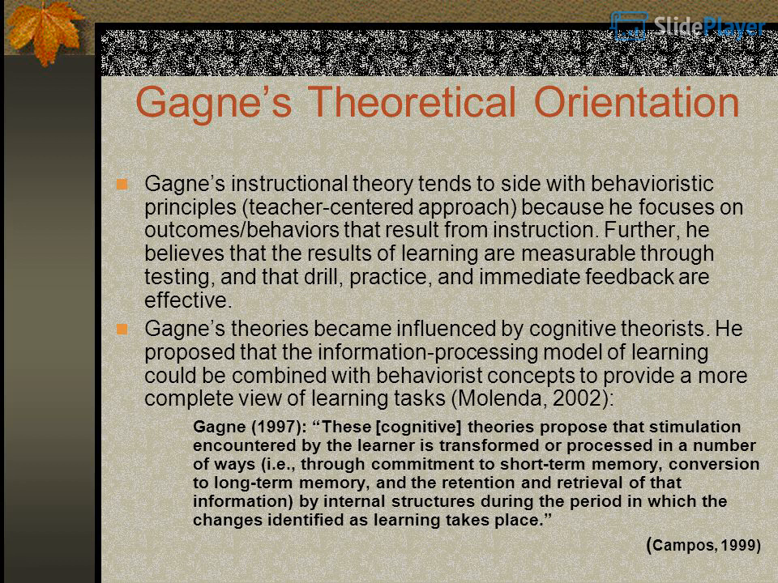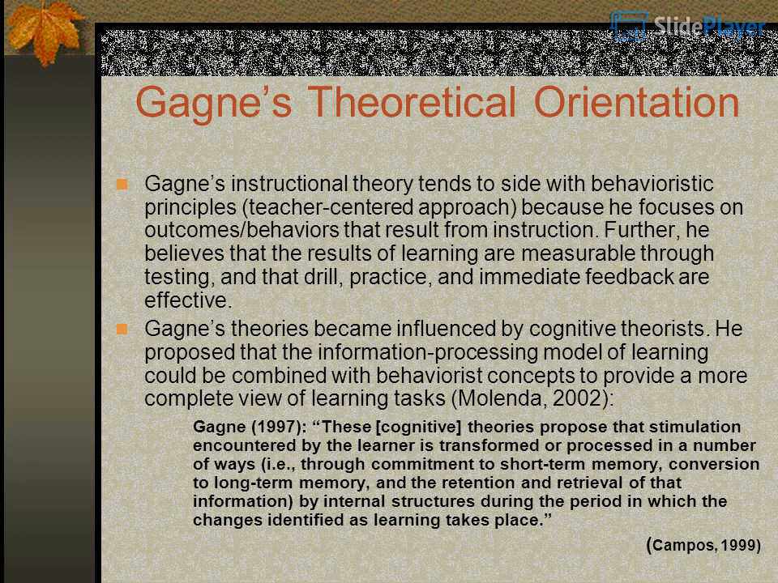He proposed that the information processing model of learning could be combined with behaviorist concepts to provide a more complete view of learning tasks. Gagne, 1997. These cognitive theories propose that stimulation encountered by the learner is transformed or processed in a number of ways, i.e., through commitment to short-term memory, conversion to long-term memory, and the retention and retrieval of that information, by internal structures during the period in which the changes identified as learning takes place.